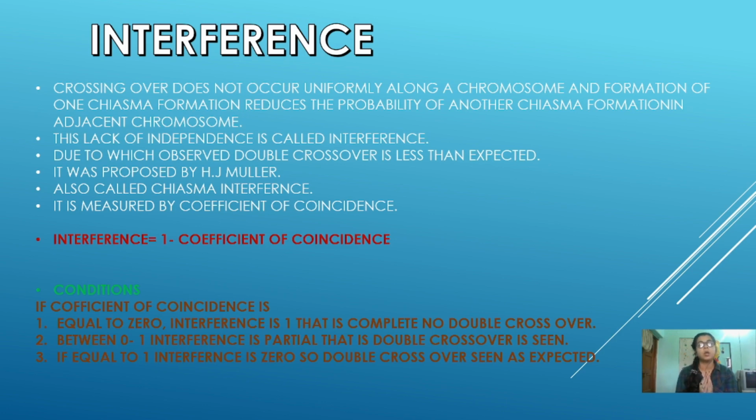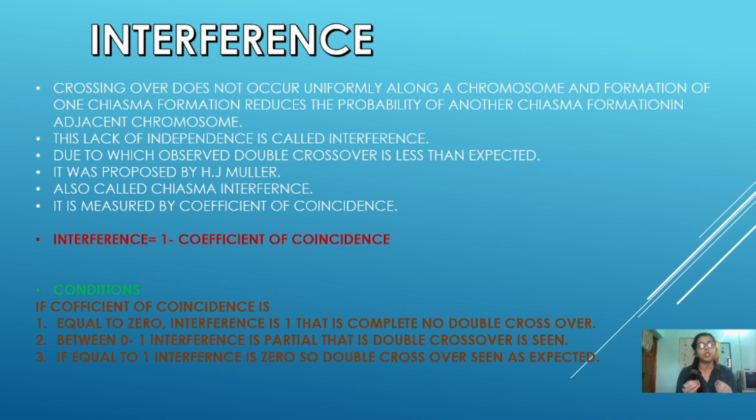See, crossing over does not occur uniformly along a chromosome, and formation of one chiasma reduces the probability of another chiasma formation on the adjacent chromosome, which we have already discussed. This lack of independence is called interference. What is independence? Independence means that normally both chromosomes will undergo crossing over, but here one is interfering with the independence or the activity of another. One is interfering in the work of another. That's why it is called interference.